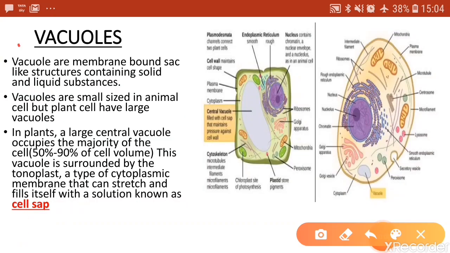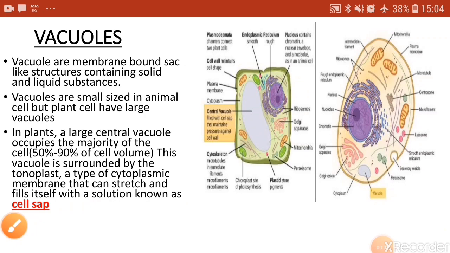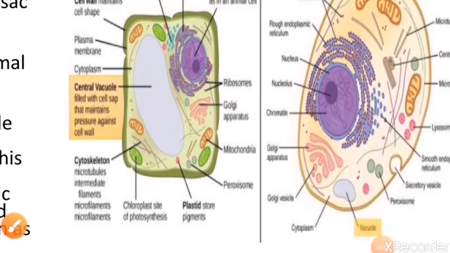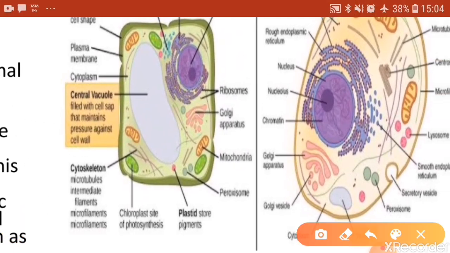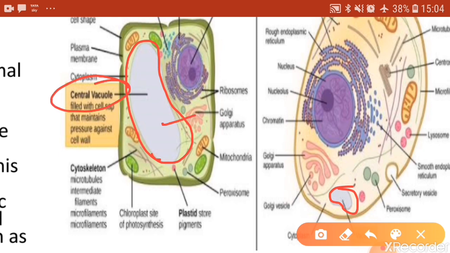Now learn about the vacuoles. Vacuoles are membrane bound sac-like structures which contain solid and liquid substances. Now both plant and animal cells have vacuoles. But the difference is that in plants, there is a central vacuole present which occupies 50 to 90% of the cell volume.